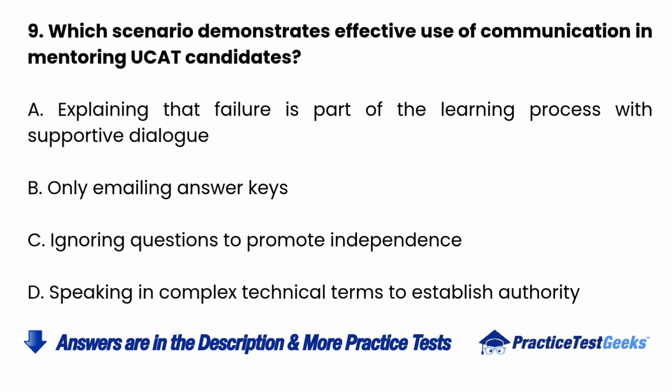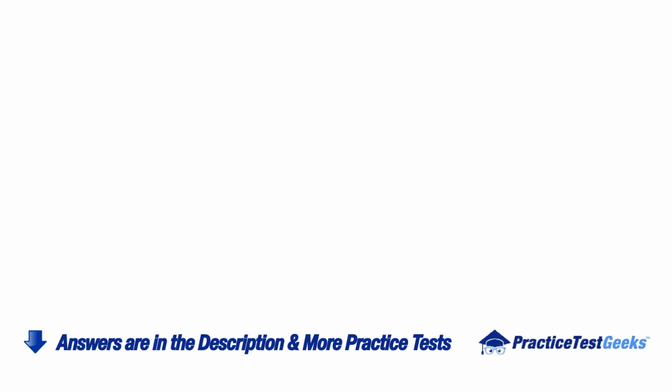9. Which scenario demonstrates effective use of communication in mentoring UCAT candidates? A. Explaining that failure is part of the learning process with supportive dialogue. B. Only emailing answer keys. C. Ignoring questions to promote independence. D. Speaking in complex technical terms to establish authority.